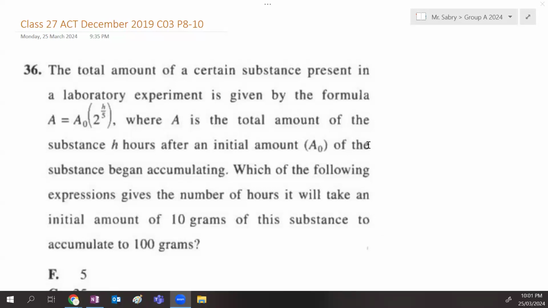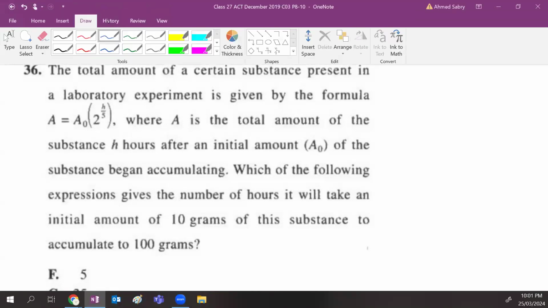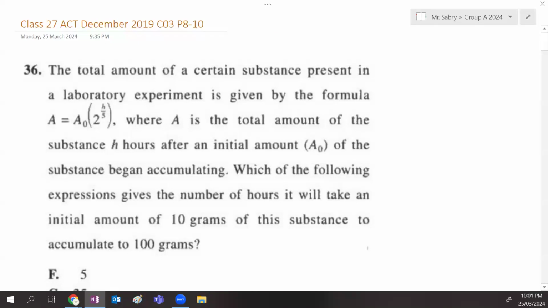Let's start with 36. It says the total amount of a certain substance present in a laboratory experiment is given by the formula, where A is the total amount of the substance H hours after an initial amount A0 of the substance began accumulating. Which of the following expressions gives the number of hours it will take for an initial amount of 10 grams of this substance to accumulate to 100 grams?